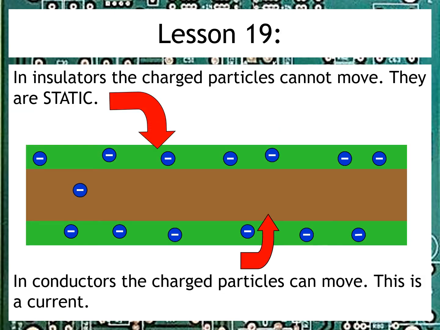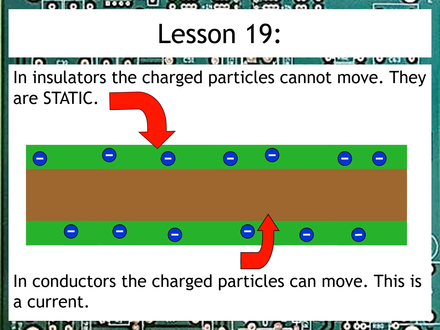This diagram represents a piece of insulated wire. So you've got the brown copper running through the middle and the green insulating wire on the outside, which is obviously made of plastic. In insulators like plastic, charged particles can't move. So we say that they are static. Remember, static means still or unable to move. This means that the charges are stuck in one place. However, we know in conductors, such as metals, that charged particles can move.